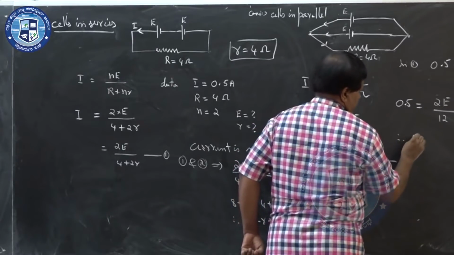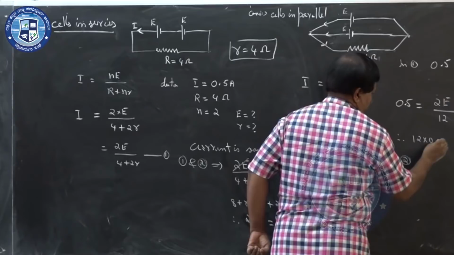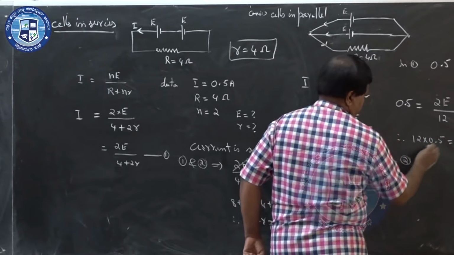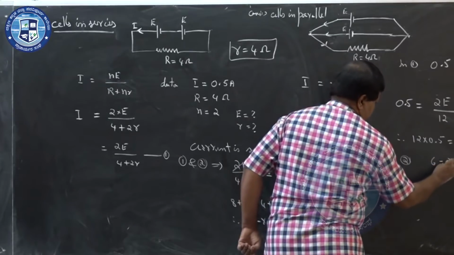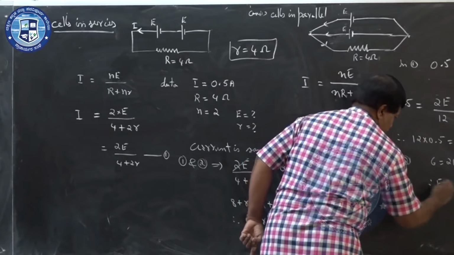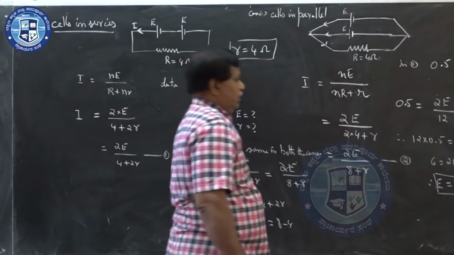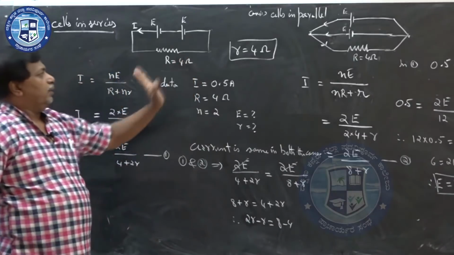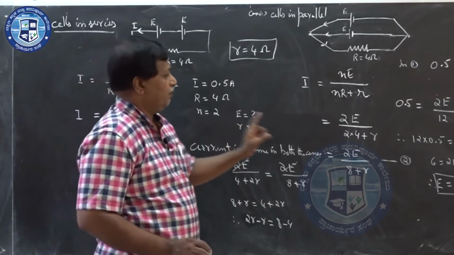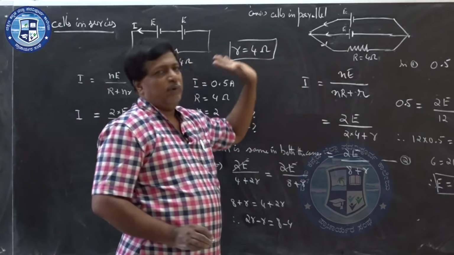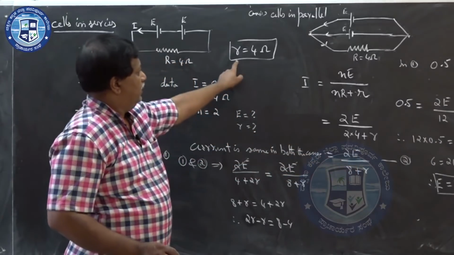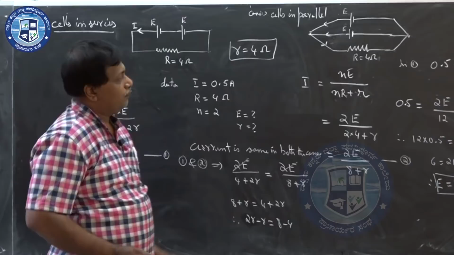Therefore, 12 into 0.5 is equal to 2E, 6 equal to 2E. Therefore, E equal to 3 volt. So, in this problem, what is asked is the EMF of each cell and internal resistance. EMF of each cell is E equal to 3 volt, internal resistance equal to 4 ohm.